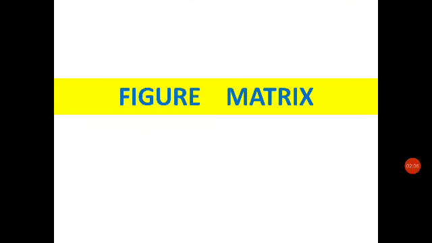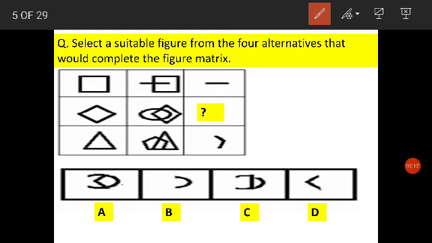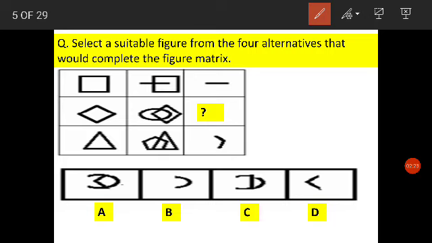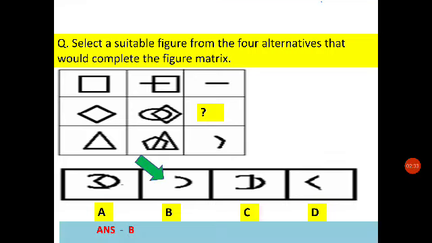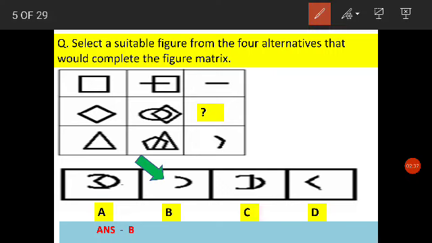First is figure matrix. In this, a matrix is given, it is basically a box and figures are given, and they are related either this way, or this way. So we have to now find out the missing figure. Correct answer is B. Now let's see the reason.